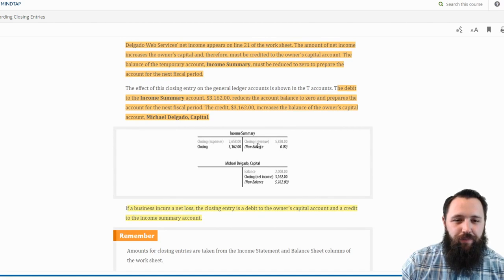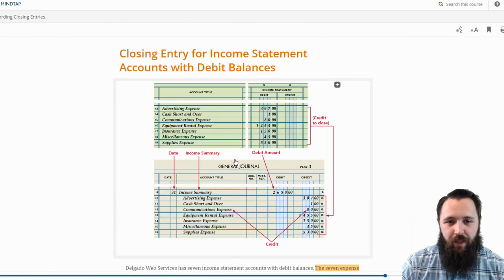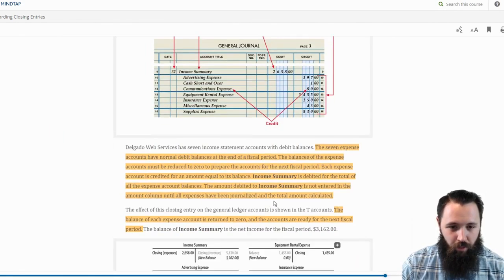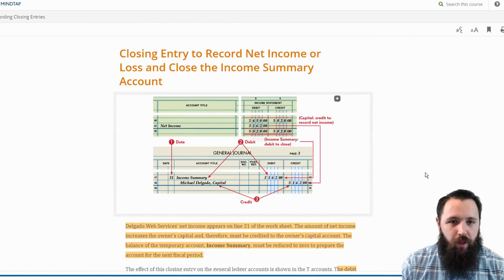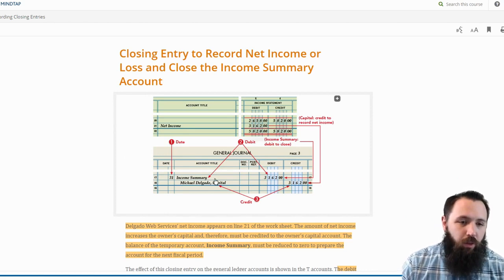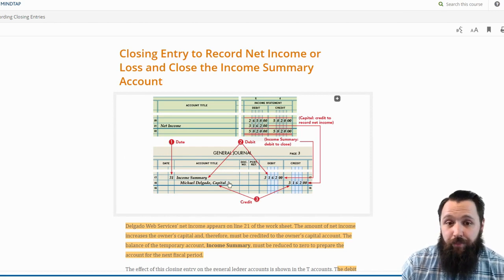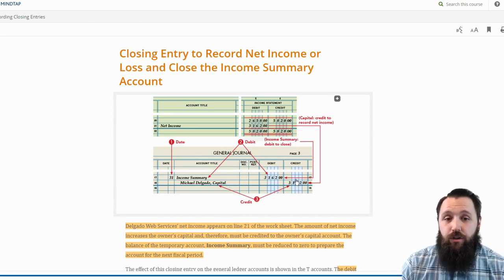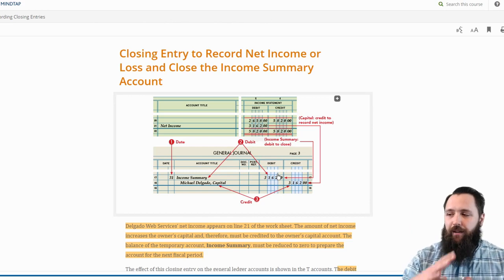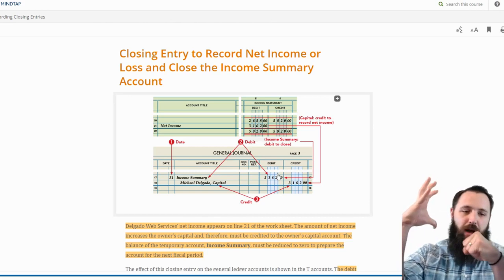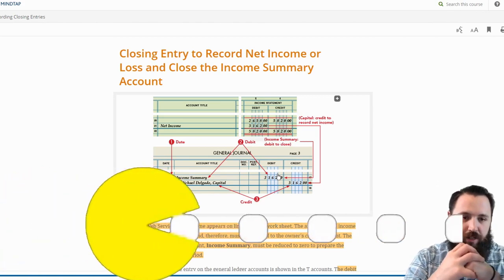What was the balance of income summary on the last problem that we looked at? Okay, what was it? It was 3,162, right? And it was a credit. So if we go back, now our goal is to close out income summary. How do we do that? Well, the way that we're going to do that is we're going to debit it because it has a credit balance of 3,162. So we're going to debit it by 3,162. We are now changing Pac-Mans, right? And we're taking that Delgado Capital. Delgado Capital is now eating up income summary. That is what is occurring here.